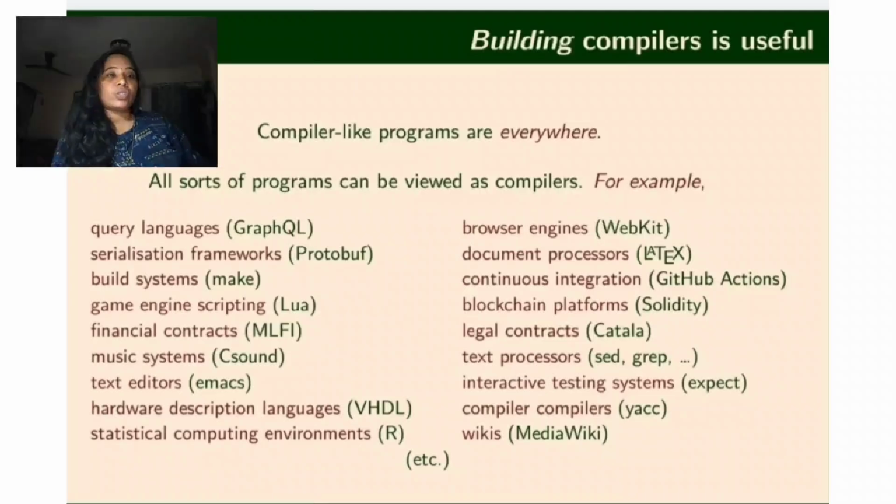And continuous integration, and GitHub actions for blockchain platforms. And legal contracts, text processors, interactive systems, testing systems, and traffic control. Everything, compilers, and Wikipedia, wikis. So lots of browsers and search engines, all the games, all over the world, all over the software. We can see this compiler.